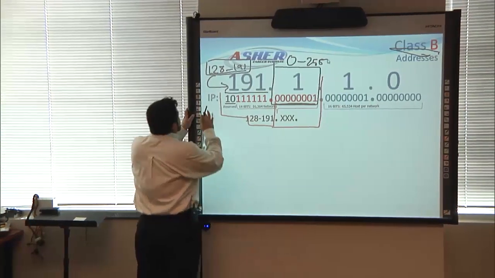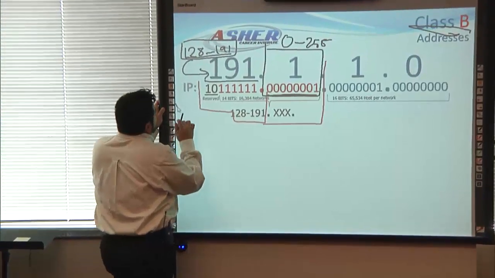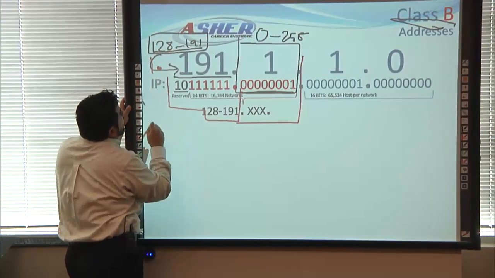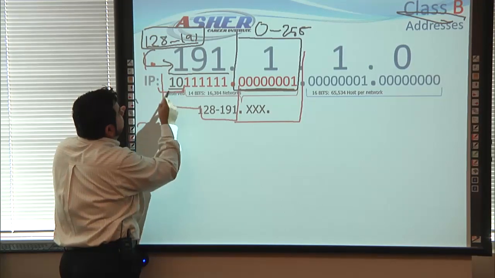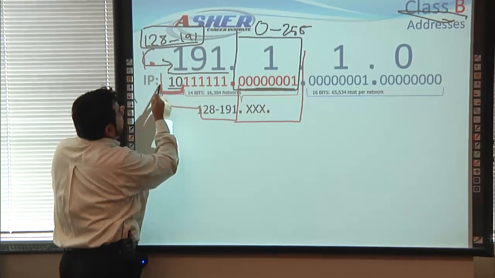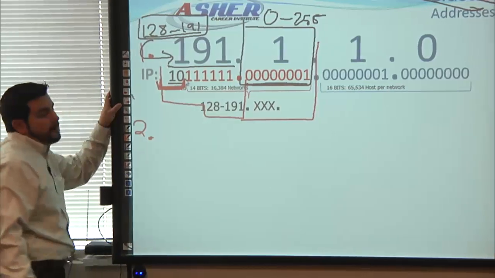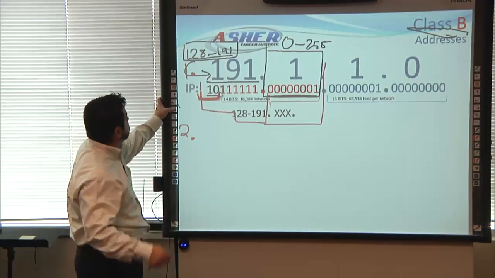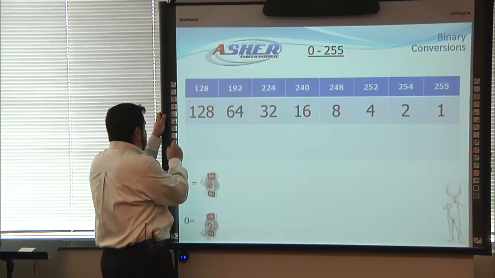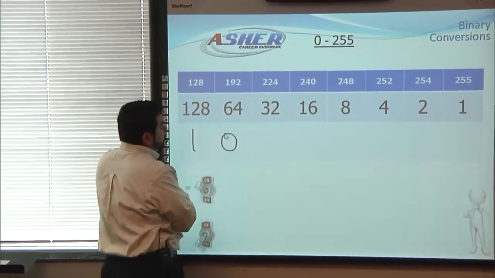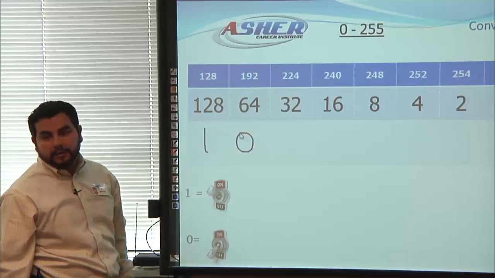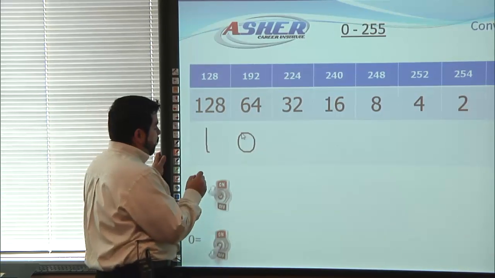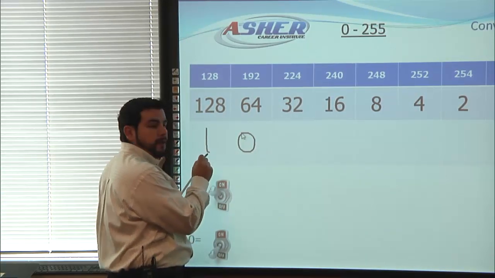The second way we identify a Class B network is that the first 2 binary numbers will always be 10. You'll always have 10 in the first two binary numbers. This is written in stone, a 1 and a 0. The rest of the numbers can be anything. So why does this have to be a 1?